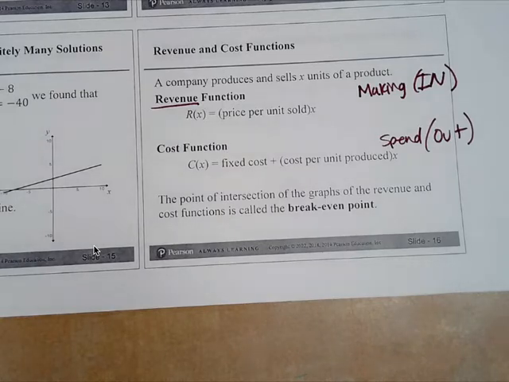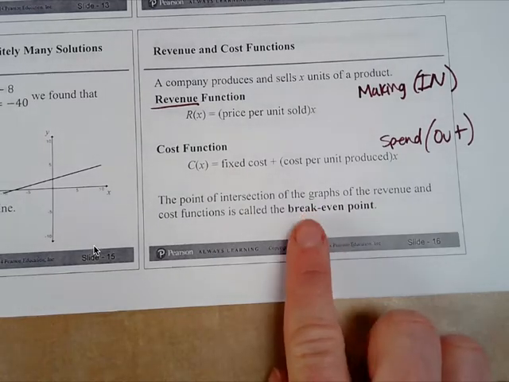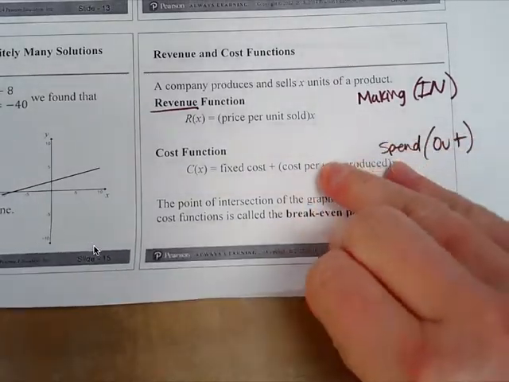A point of intersection of the graphs of the revenue and cost function is called the break even. So there's actually use of this kind of problem in the real world because businesses want to find that break even point and then they want to surpass it. They want to start bringing in money instead of input and output being the exact same, or output being a whole lot more than what you're bringing in, then you're losing money on your business. So that break even point is really important for businesses.